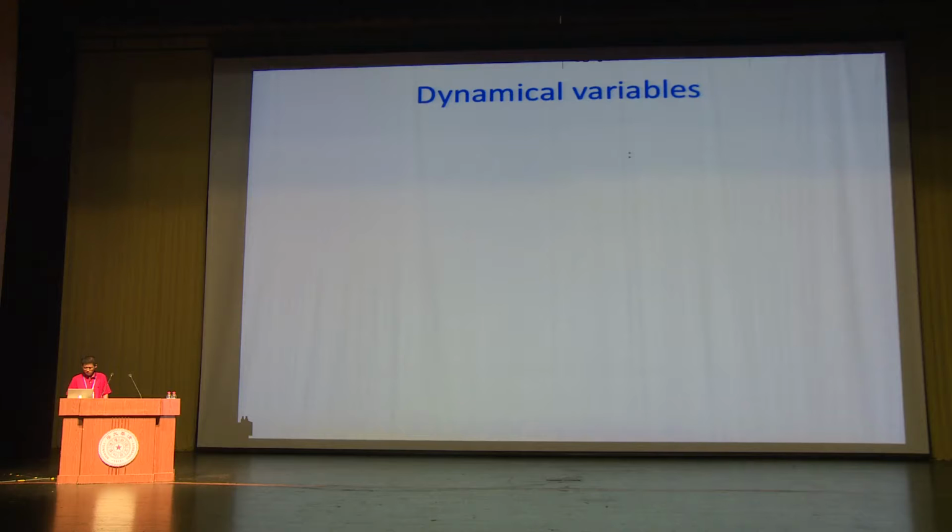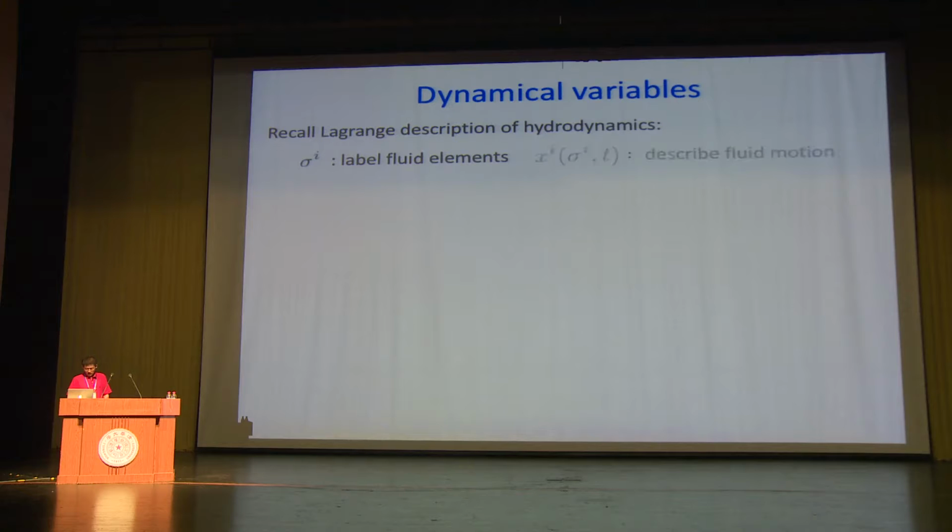So now let's describe what should be the dynamical variables. Let's recall first the Lagrangian description of hydrodynamics. In the Lagrangian description, you consider a continuous medium, and then you associate a label with each element of your medium. So this sigma I just labels each fluid element. They go with your fluid element. And then the fluid motion of each element you describe by a mapping of each fluid element to your physical space-time, to your physical space. And then this function of sigma I and t just describes the fluid motion. This is the Lagrangian way of thinking about fluid.